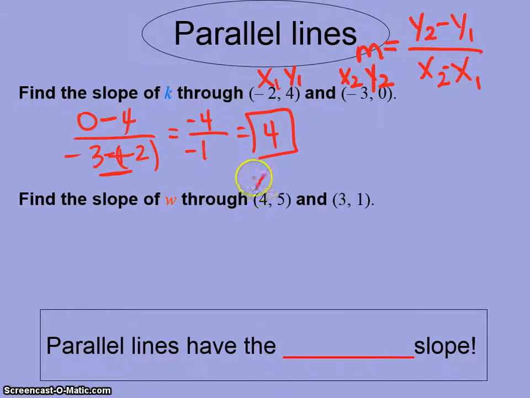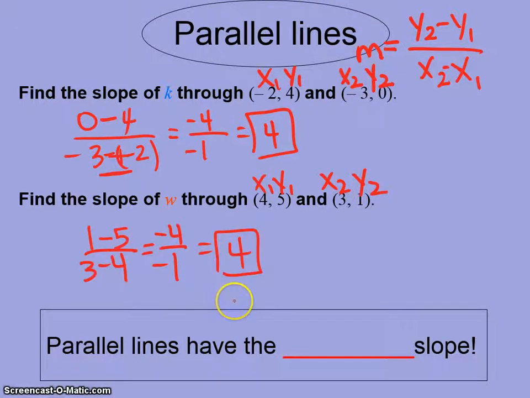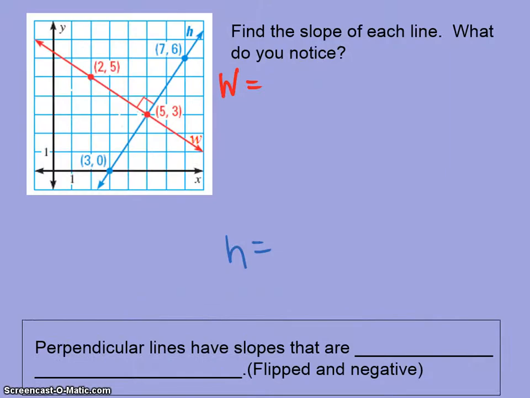Now moving on to W, if we plug this one into the equation, for the slope we will get 4 as well. So what we need to realize is that anytime we have parallel lines, their slopes will be the same. And finally, our last slide for today, we are also going to talk about another set of lines.